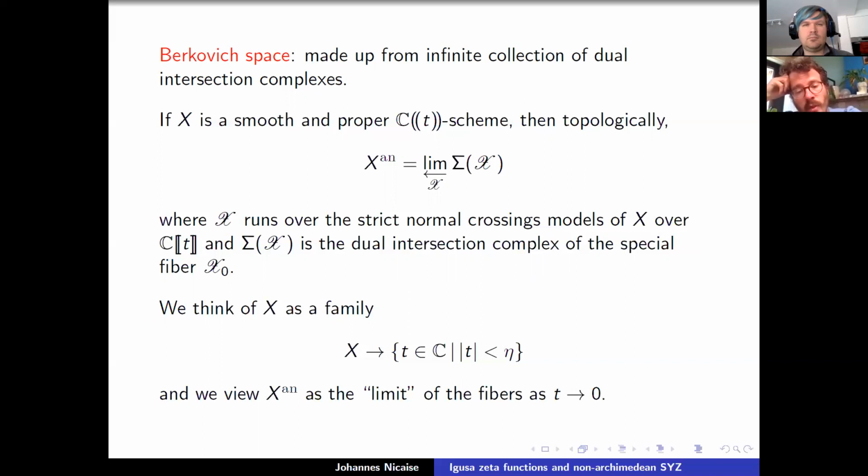And then the Berkovich analytification of X can be thought of as some kind of limit of the fibers as t goes to 0. So we don't actually reach the special fiber of any model. We don't put t equal to 0, but we bring t infinitesimally close to 0, and then the reasonable object that occurs is this Berkovich analytification. So it's kind of a limit object for degenerating families. And so this is precisely the place where we expect the SYZ conjecture to apply.